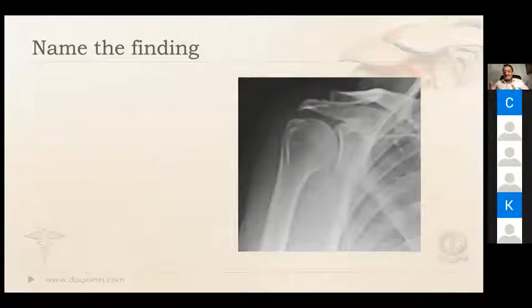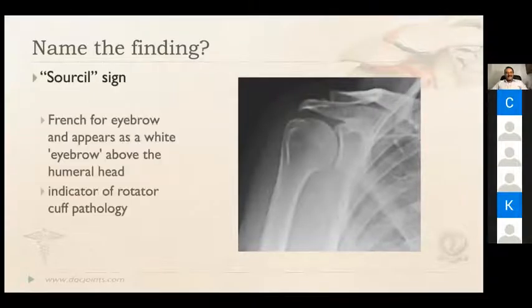You can ask me questions if there is any doubt, or if I am wrong somewhere. So what is the finding here in the X-ray? That is a sourcil sign. It was commented earlier, I think. Yes, so that is the sourcil sign. Sourcil means an eyebrow in French.